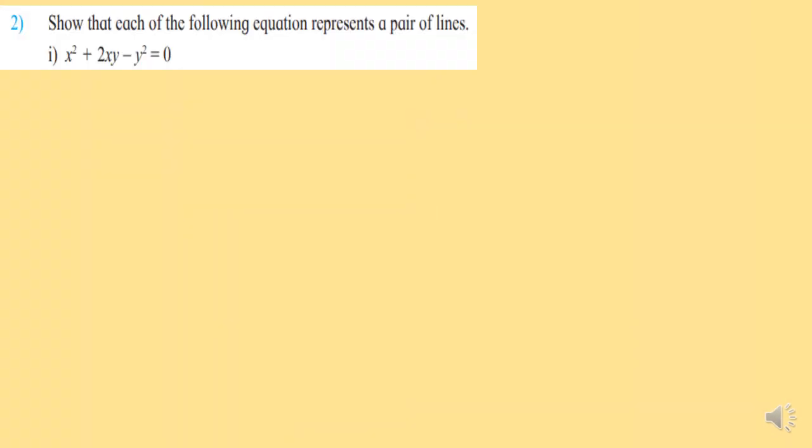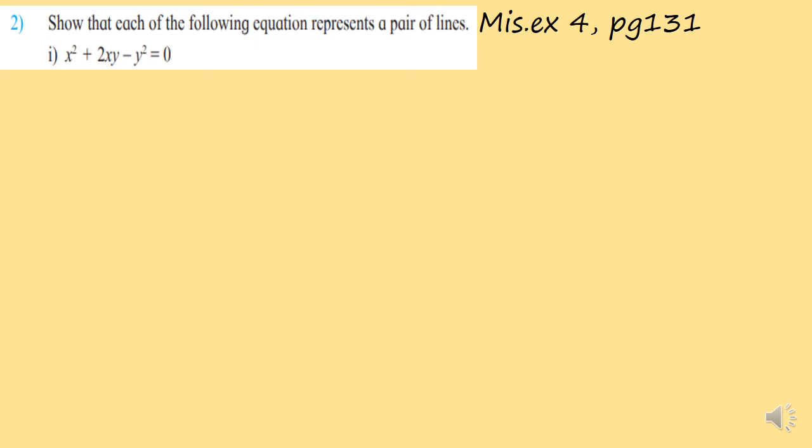The next question, again taken from your miscellaneous exercise 4. Show that each of the following equations represents a pair of lines. Very probable question which can come for at least 2 marks in the exam. Very easy method to prove actually. How to prove that the equation represents a pair of lines? Correct. We find h square minus ab and check whether it is positive or 0 and then we conclude.